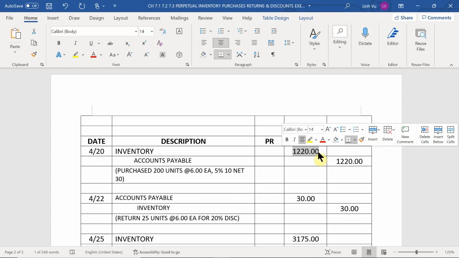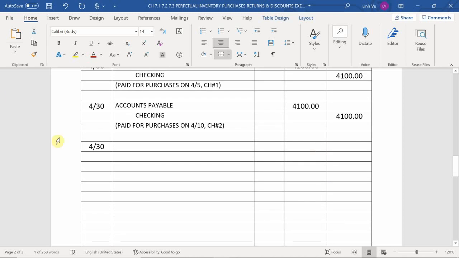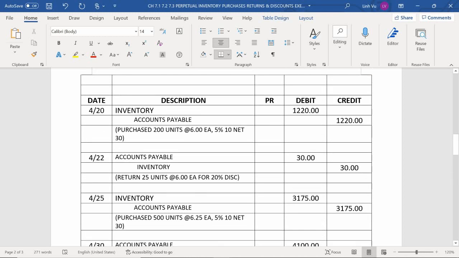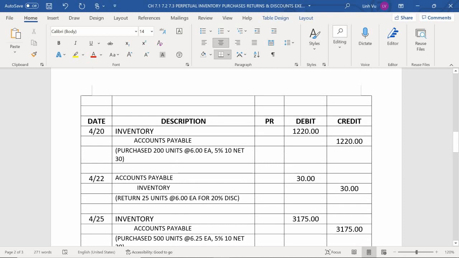So I should be left with $1,190. That's what I owe, so that's the first thing I'm going to recognize: my accounts payable for the $1,190. Now in this case, how much was my 5% discount?